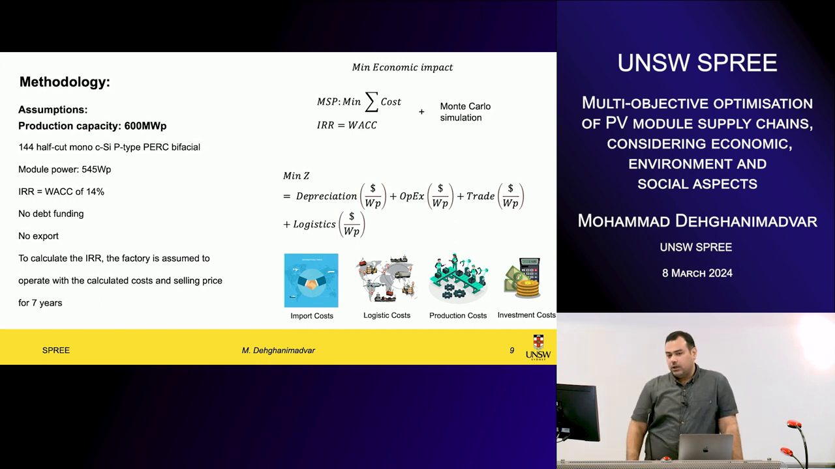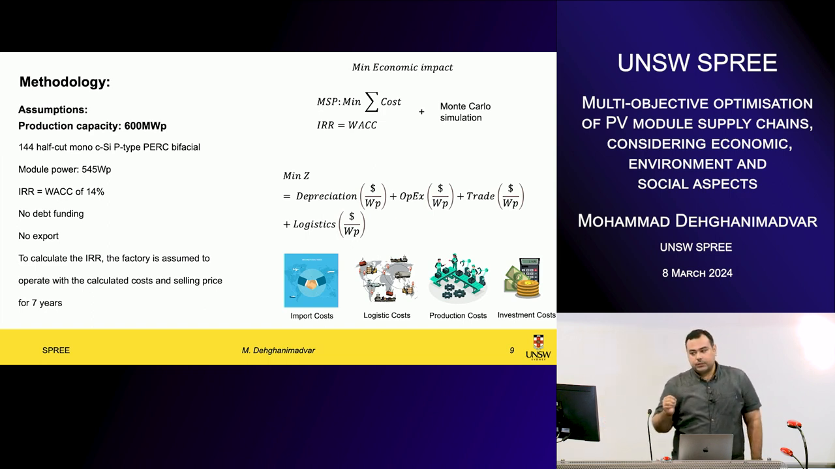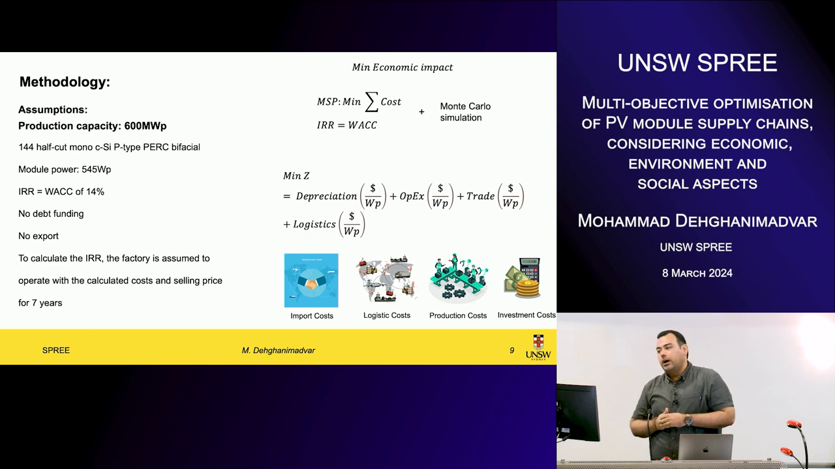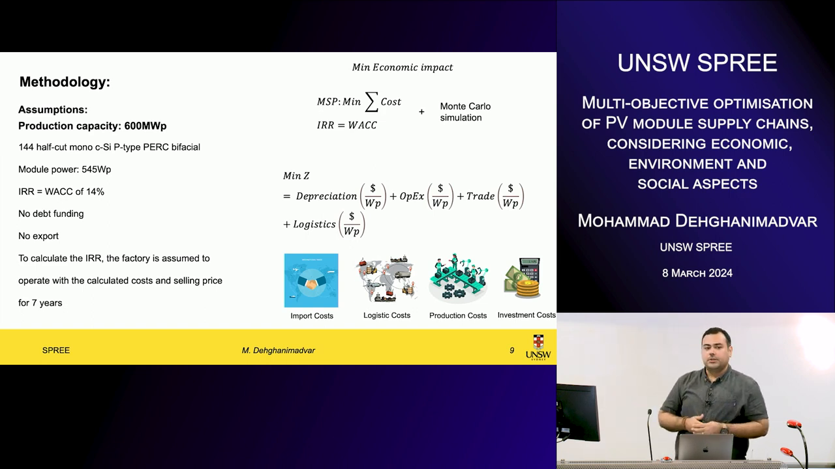When I started my PhD at the end of 2019, I started to model in early 2020. My first challenge was, what type of economic parameters or economic metrics should I choose to compare making modules inside Australia with imported modules from other suppliers? Because if I want to compare production cost with imported modules, it is not fair, because imported modules also include the margin. So I chose minimum sustainable price, MSP, which stands for minimum sustainable price.